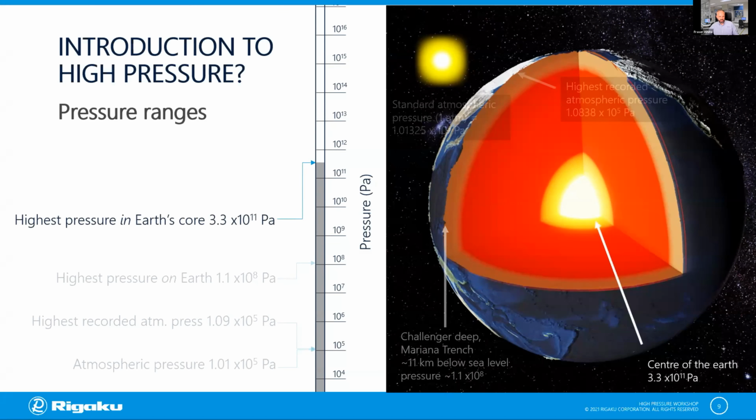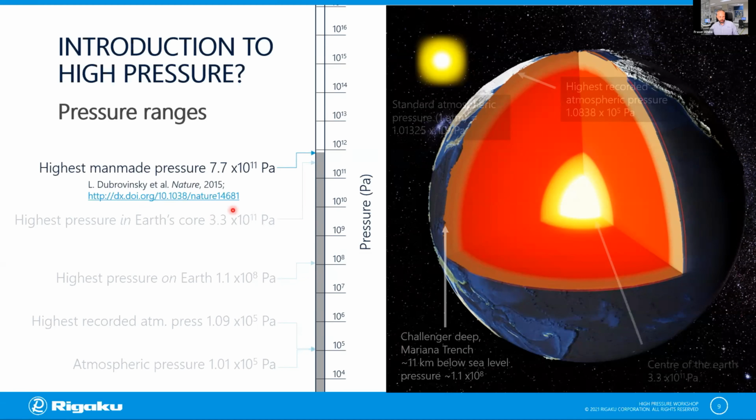The next step up the ladder is the center of the Earth, and here we have 3.3 times 10 to the 11 pascals, so that's quite a large jump. This is starting to get to the kinds of pressures that we're looking at now for our high pressure crystallographic experiments. This happens to be the highest man-made pressure. This is someone doing high pressure X-ray diffraction experiments, and you can look this paper up here if you're at all interested. This is the highest recorded pressure that I'm aware of, and I may be out of date or wrong on this, but it's sitting around here. So you can see where our experimental pressure range is.